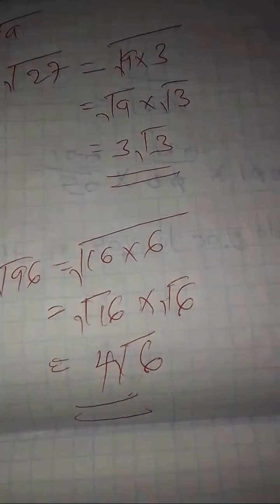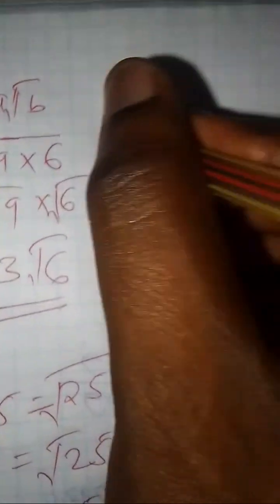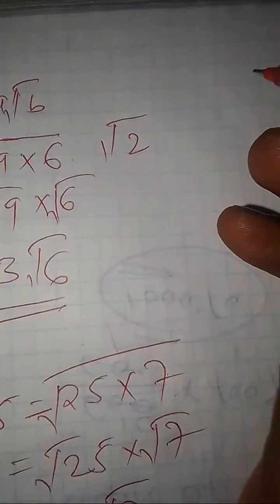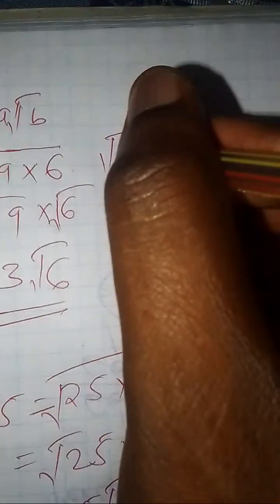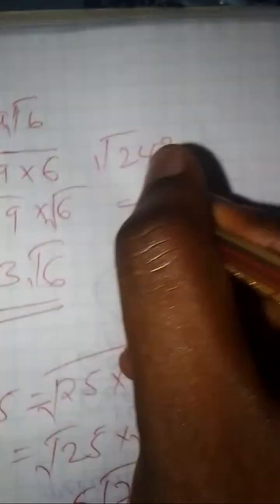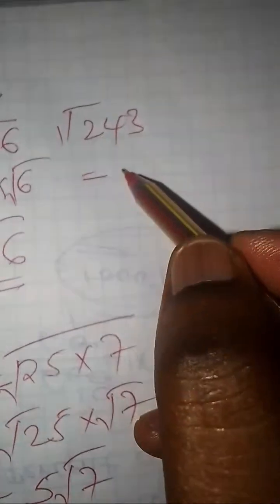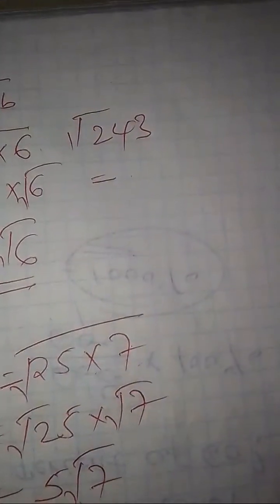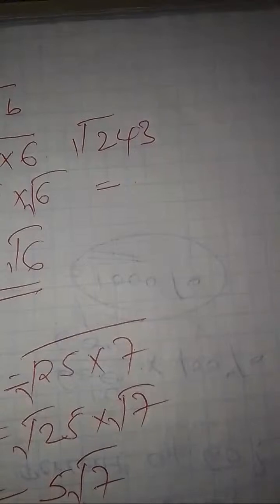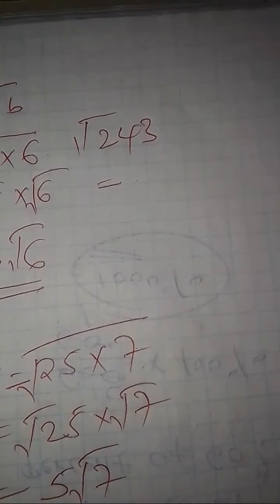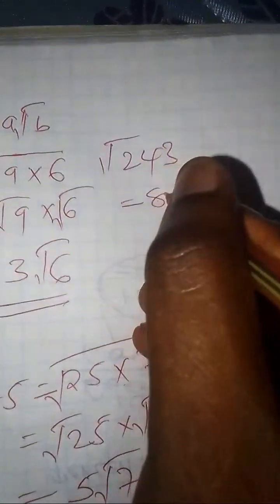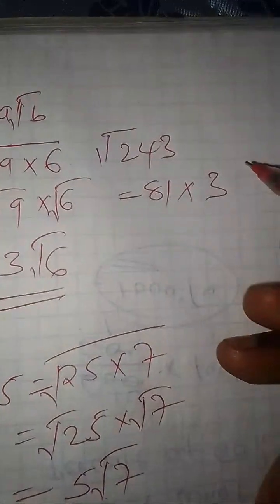Let's talk about one more, in case, root 243. How is this one written? Root 243. We must get a bigger number that also has a square root. So it can be written as 81 multiplied by 3.